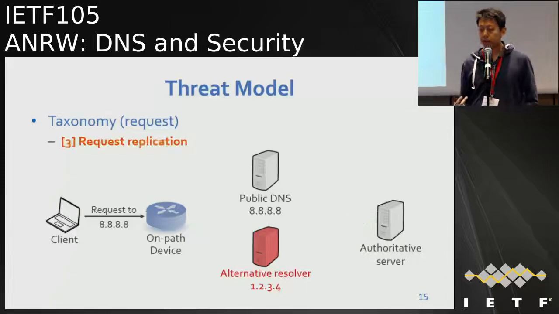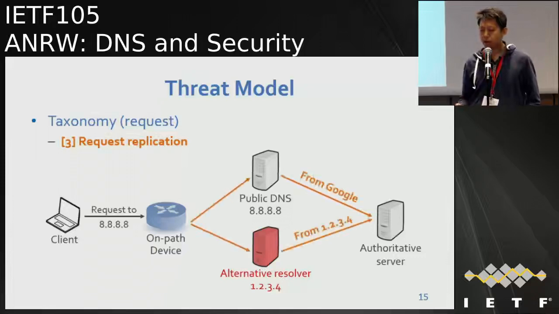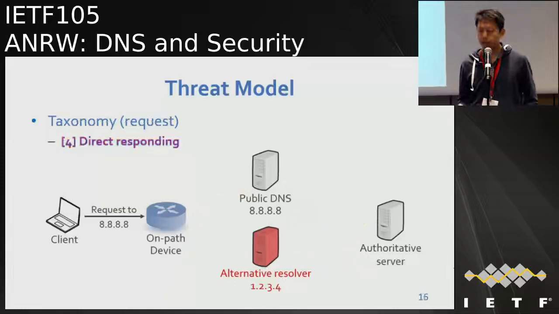Actually, there's another case of DNS interception. In that case, the on-path device will replicate the request to different places. First, your request will still go to the public DNS and get resolved. In the meantime, the on-path device will copy the same request and issue it to its own alternative resolvers. So from the perspective of the authoritative server, there will be 2 requests, and then 2 responses will go to the client, and typically the first one to reach the client will be cached and used by the client.